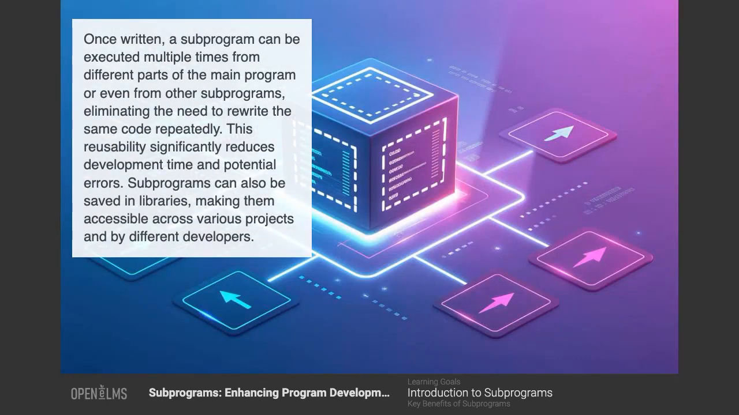Once written, a subprogram can be executed multiple times from different parts of the main program, or even from other subprograms, eliminating the need to rewrite the same code repeatedly. This reusability significantly reduces development time and potential errors. Subprograms can also be saved in libraries, making them accessible across various projects and by different developers.